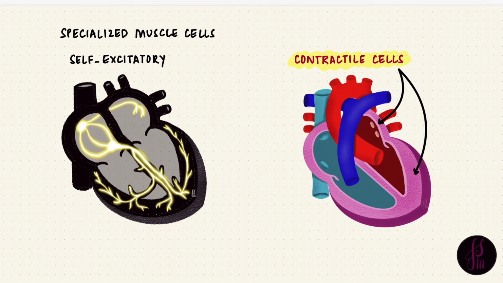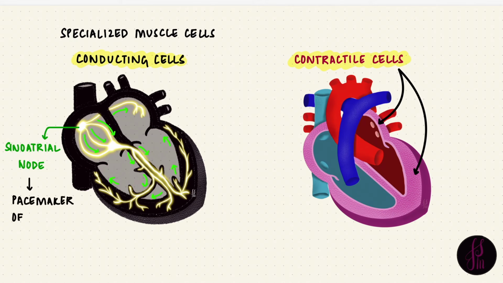The specialized muscle cells are the conducting cells, which form the conduction system of the heart. That includes the sinoatrial node, the atrioventricular node, the AV bundle, and the Purkinje fibers. Unlike the contractile cells, their job is to conduct the action potentials through the heart. They're also capable of generating their own action potentials, but the sinoatrial node usually takes over that job, thereby suppressing the others, so it becomes the pacemaker of the heart.